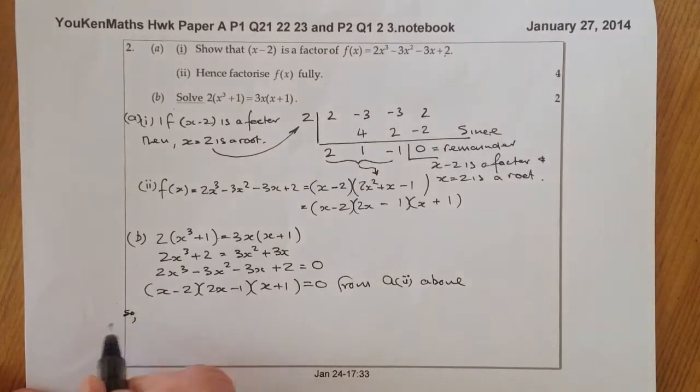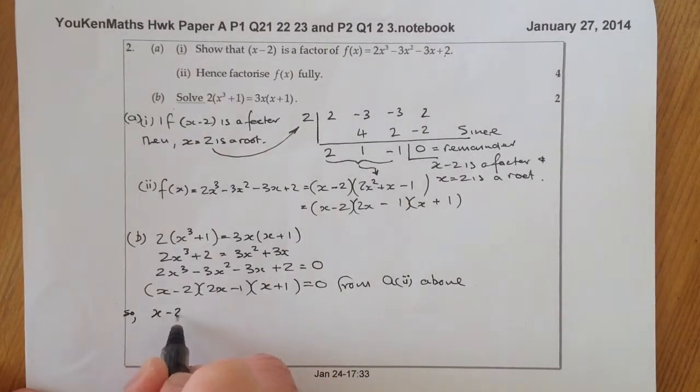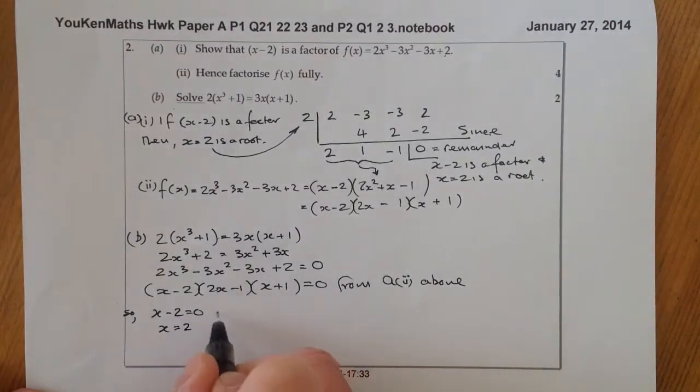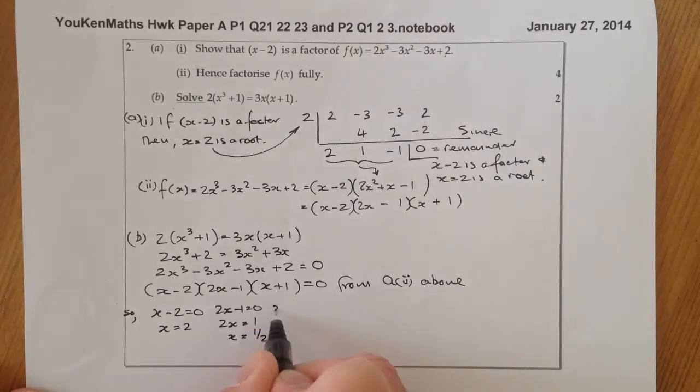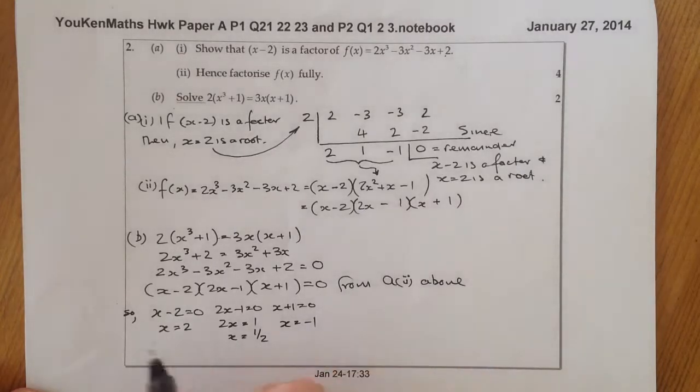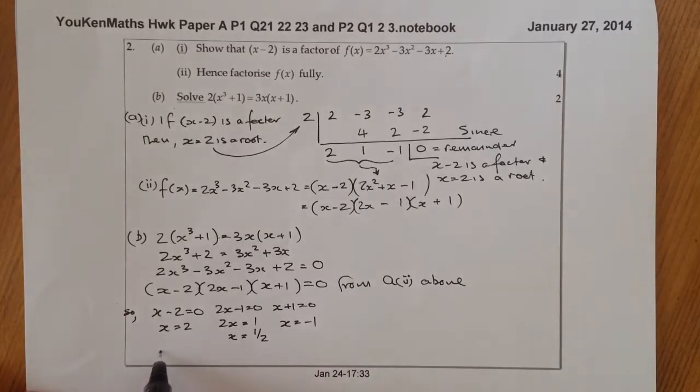So x minus 2 equals 0, so here I've got x equals 2. I've got 2x minus 1 equals 0, so 2x will equal 1, so x will equal a half. And then finally I've got x plus 1 equals 0, so x equals minus 1. And they're my solutions: x equals 2, x equals a half, or minus 1. And that's the question complete.